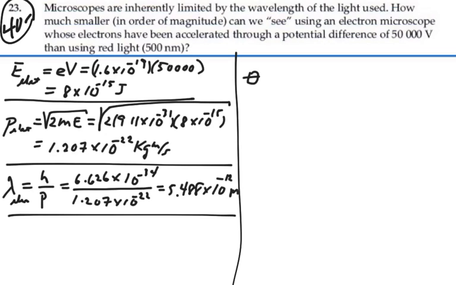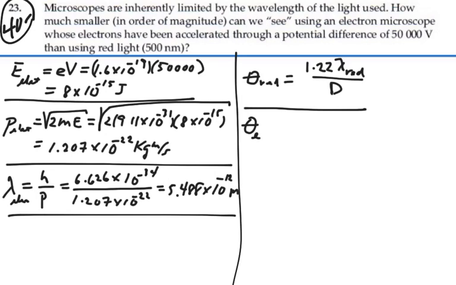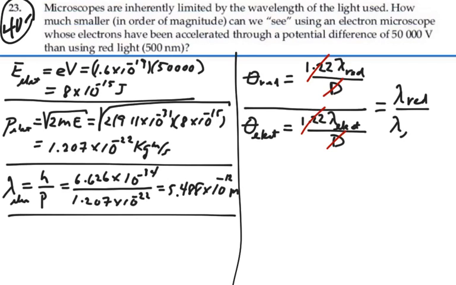Our resolution for red light would be equal to 1.22 times the wavelength of red light over the diameter of our microscope. Well, the resolution for the electron microscope is going to equal 1.22 times the wavelength for the electrons over the diameter of our microscope. These cancel out, the 1.22 cancels out. So this is going to be actually the ratio of the red to the electrons.